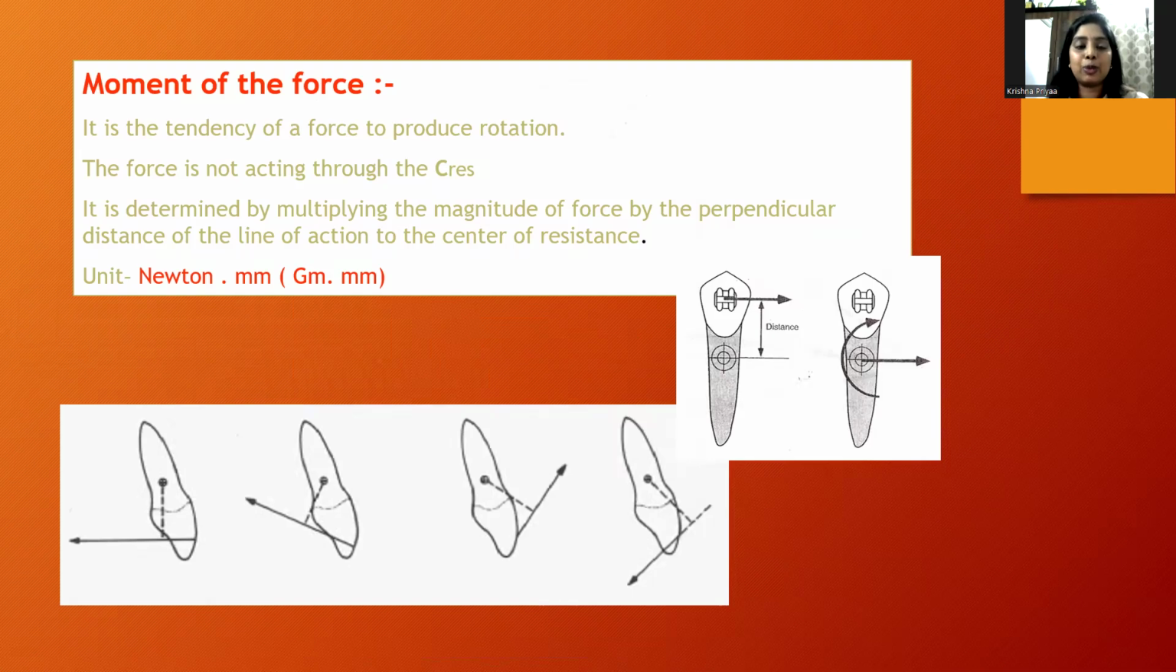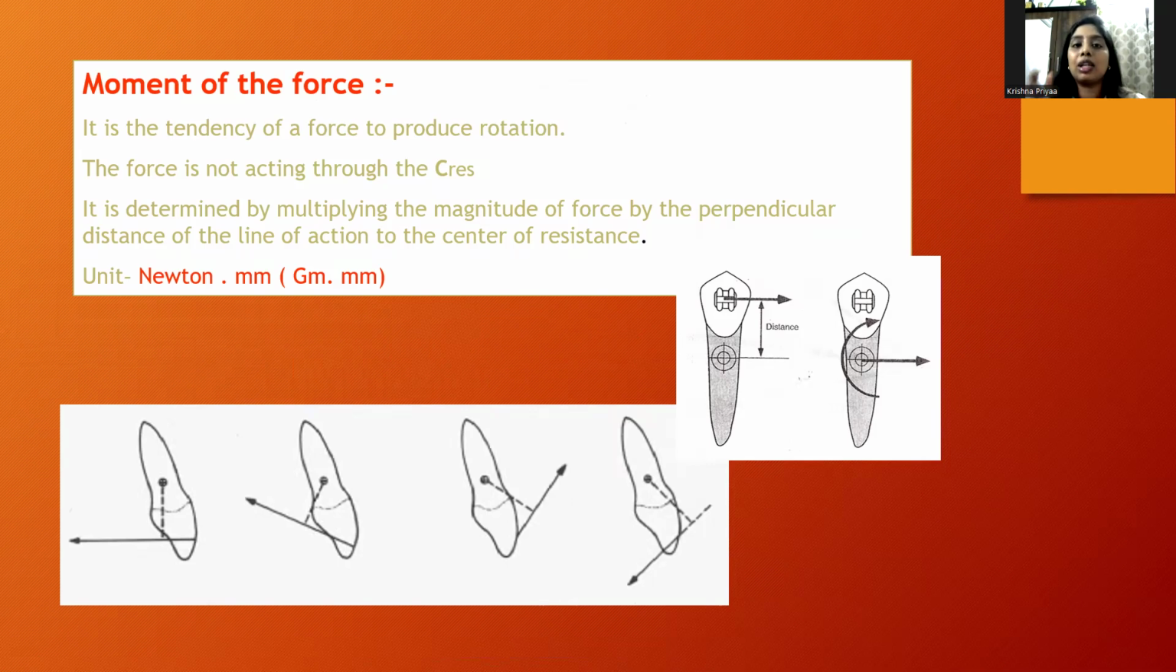Now coming to the important part, moment of force. So we've talked about force, we talked about CR, center of rotation, and how to formulate the resultant of the force. But now we are going to talk about the moment. What is a moment? When the force is not passing through center of resistance, because it is difficult, right? We cannot go and bond a bracket onto the tooth, whereas the center of resistance is in the root, as we have seen in the previous picture.